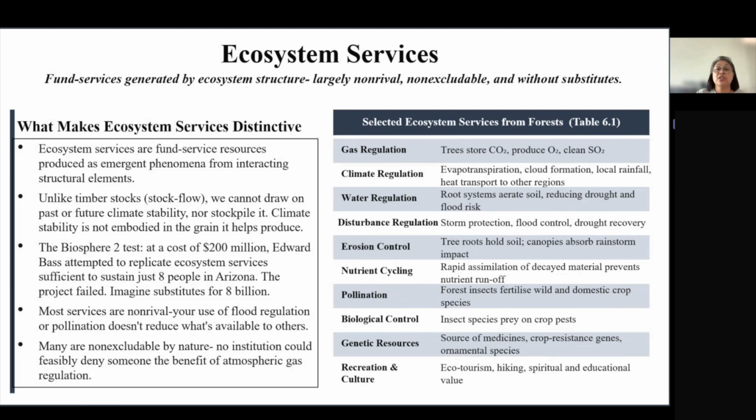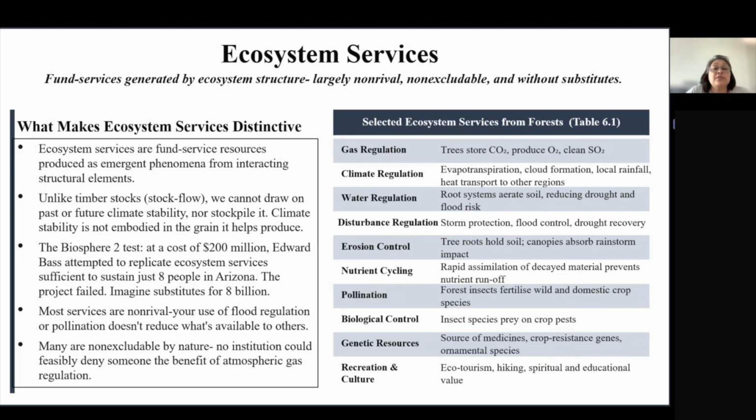Now, these structures are largely non-rival, non-excludable, and without substitutes. Okay, that's the biggest problem. If I am doing something with one tree, it seems to be non-rival. Nobody can stop me also, and there is no substitute for that tree as well, one which has come up over millions of years.